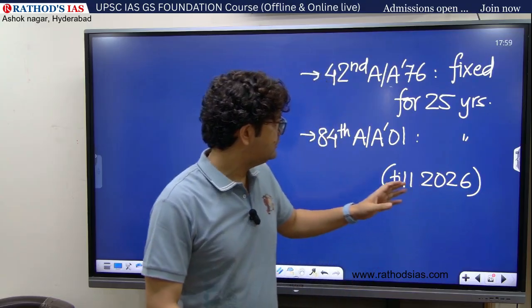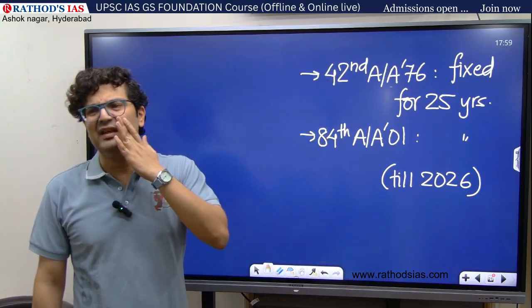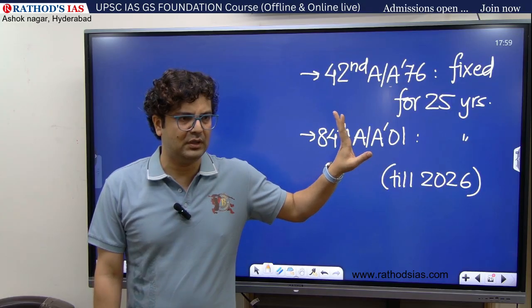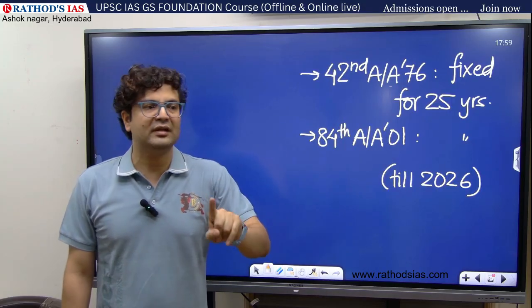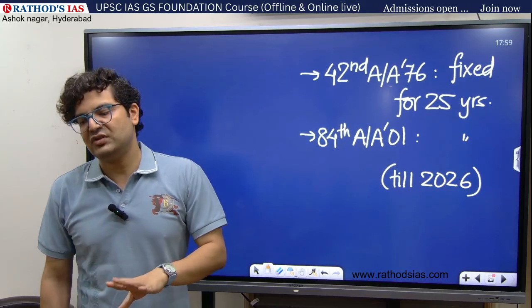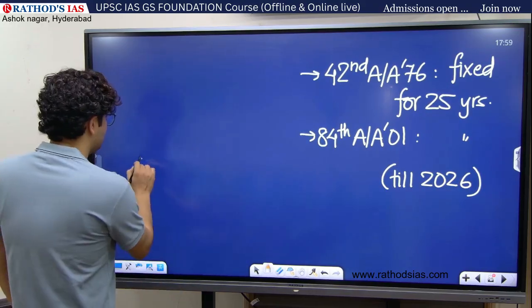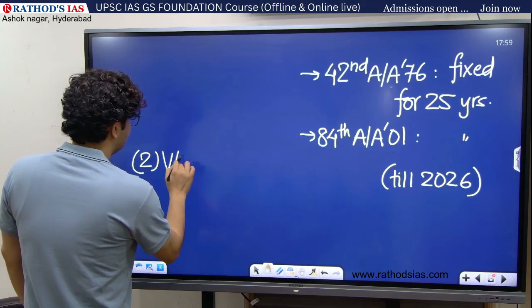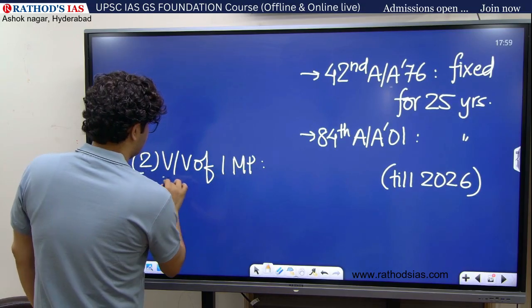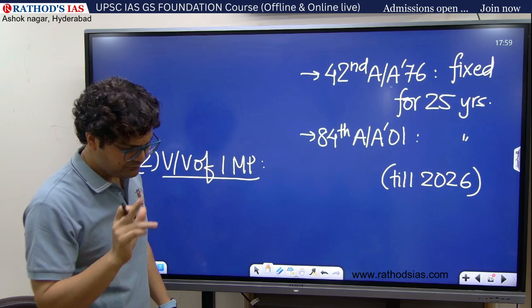Anyway, let's come back here. So next year we'll see what step is taken and then we'll change the formula, etc. But right now this is the formula. Clear? That was calculating the vote value of one MLA of one state. Now comes the question, how to calculate number 2, the vote value of one MP? So this is simple.